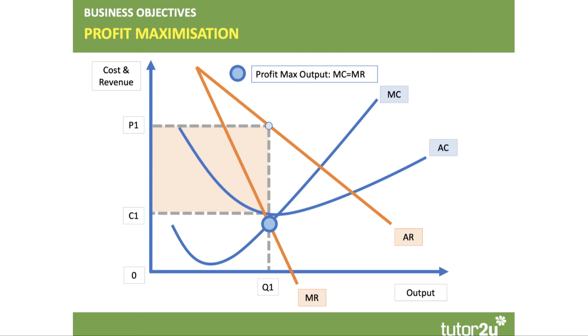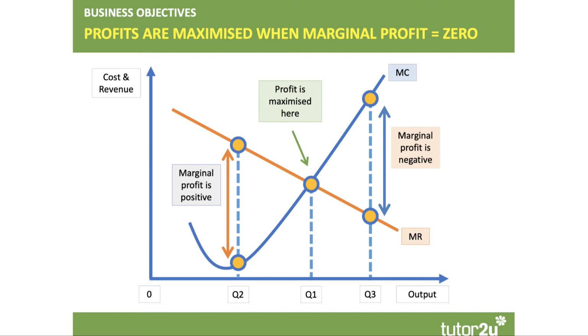P1 is the price they can charge, C1 is the average cost, so the shaded area shows total profit. In a similar way, profits are maximised when marginal profit is zero. Now, marginal profit is marginal revenue minus marginal cost. It's the profit from the next unit produced and sold.